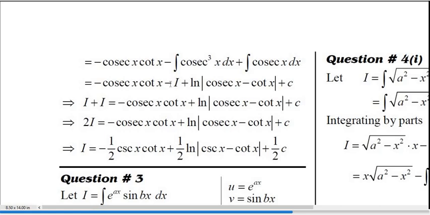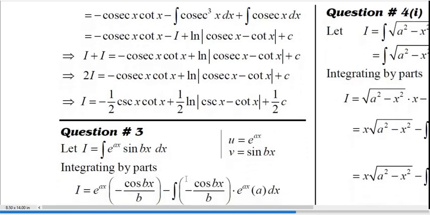Move this minus I from right to left side, its sign will be changed from negative to positive. I is already here, I plus I is 2I. We want the value of I, so this 2 is multiplying here, and when we shift from left side to right side, it's dividing all terms of right side. We get the solution of our problem.